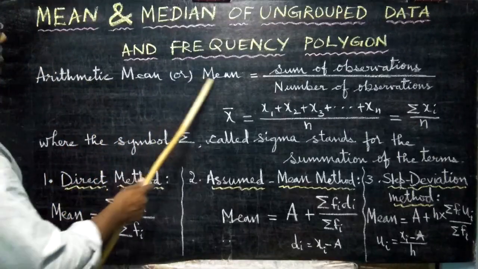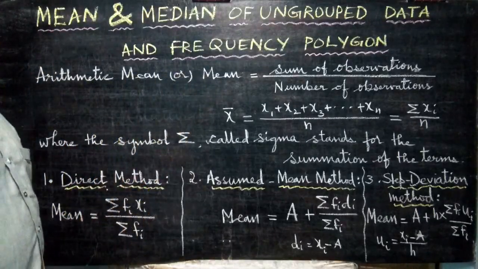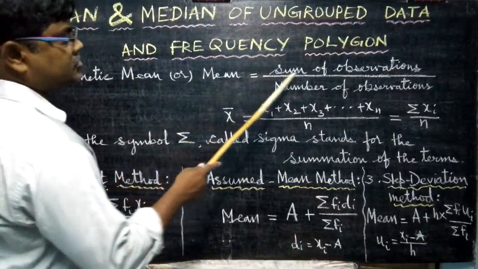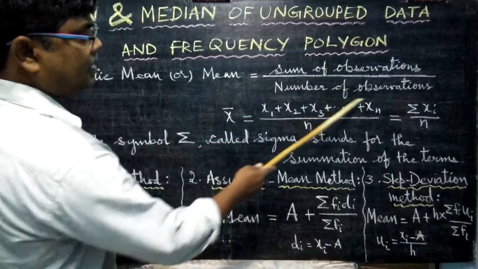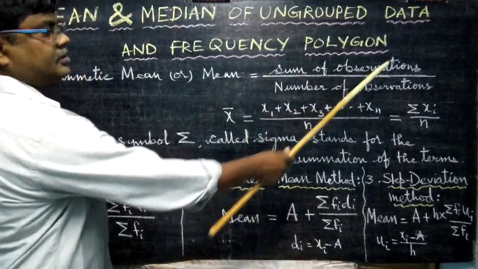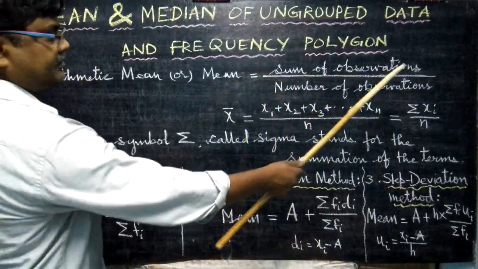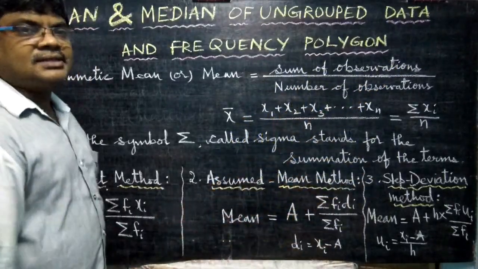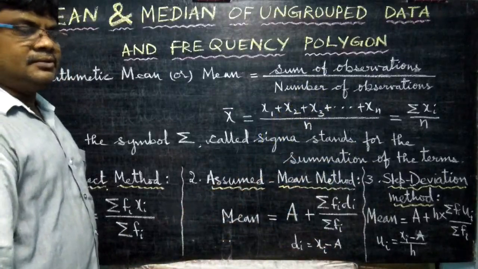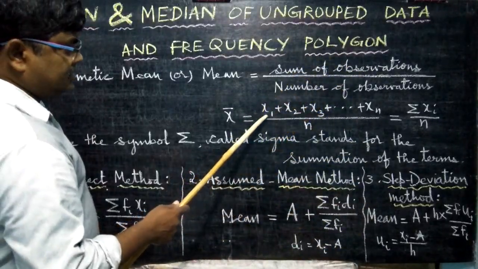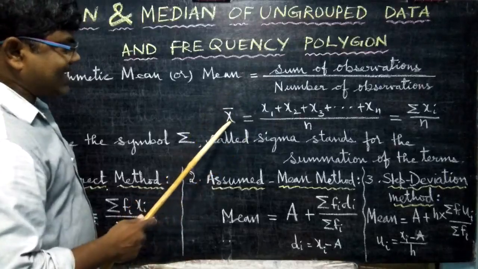Arithmetic mean or mean, both mean the same. Mean means what I told you, average: sum of the observations by number of observations. The marks we are giving, 6 marks, they give by 6. Each subject mark we call an observation. Are you able to follow? So sum means addition. This we can represent as x bar.